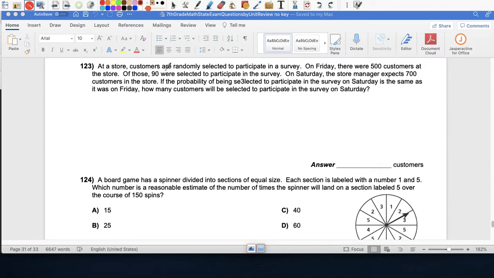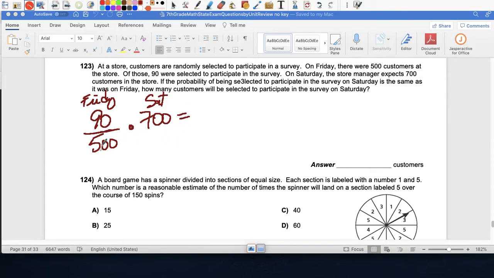So on Friday, 90 out of the 500 customers were selected for the survey. On Saturday, that's the probability. So on Friday, the probability of being selected for a survey was 90 out of 500. To keep that same probability out of 700 on Saturday, how many would be selected?